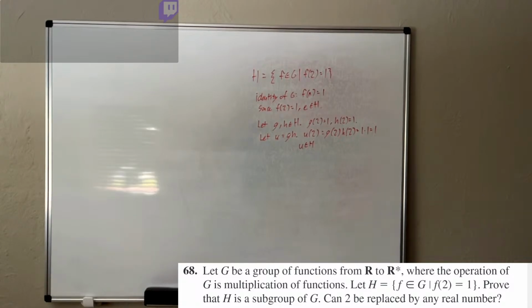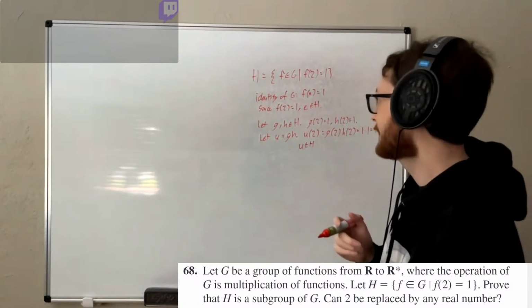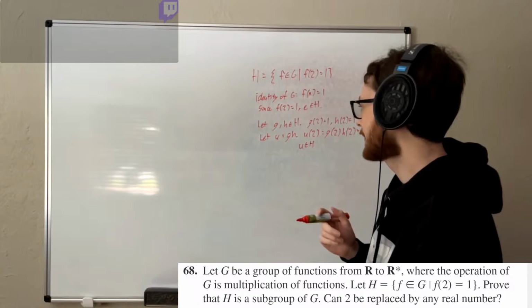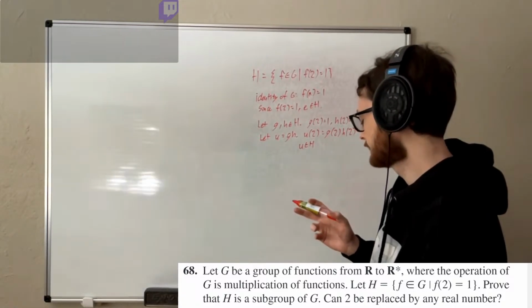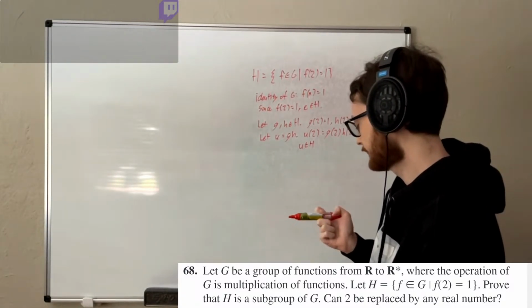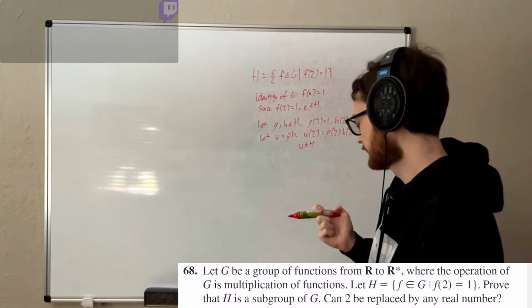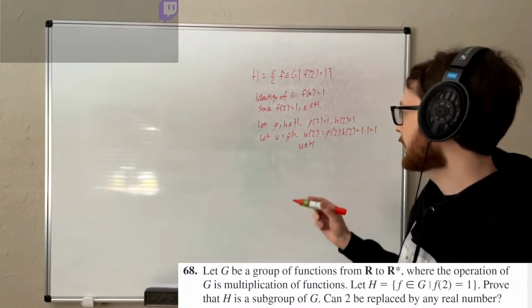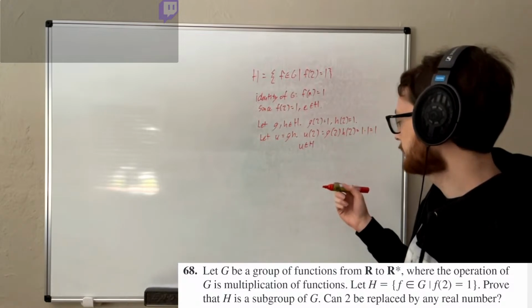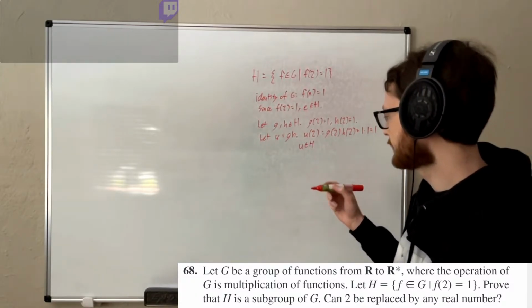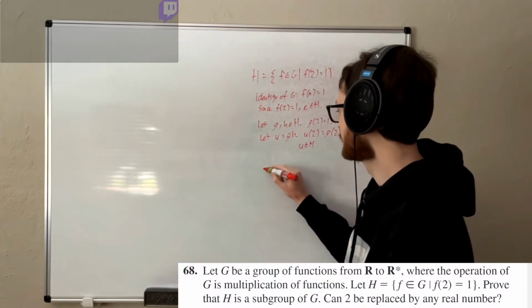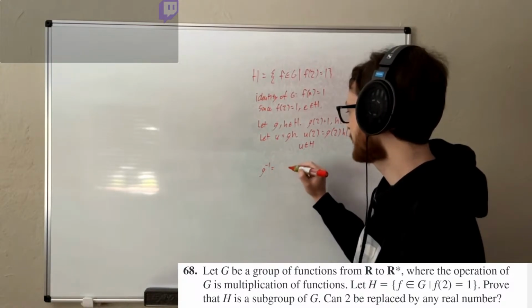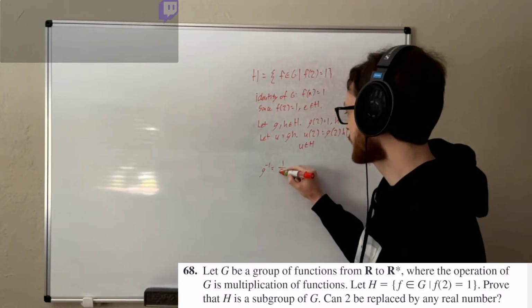So now we need to worry about inverses. The multiplicative inverse is 1 over whatever your thing is. So we'll examine g. g inverse is equal to 1 over g.